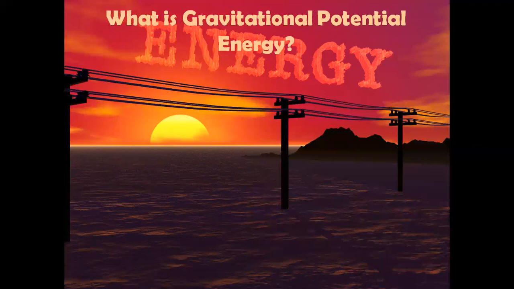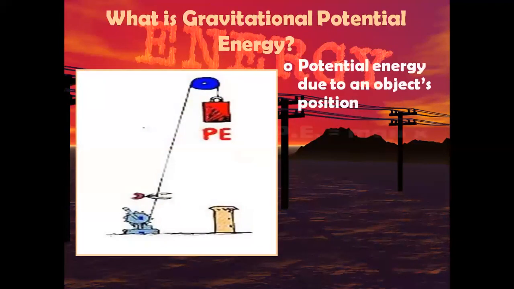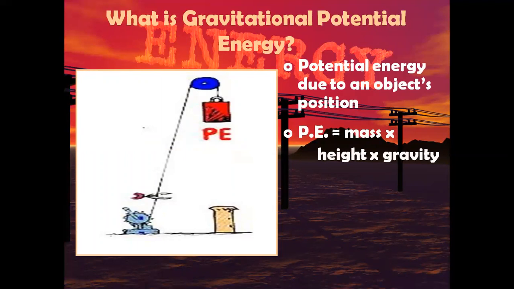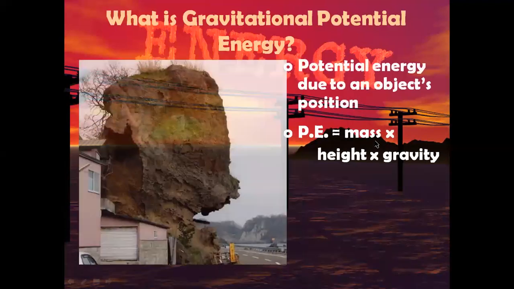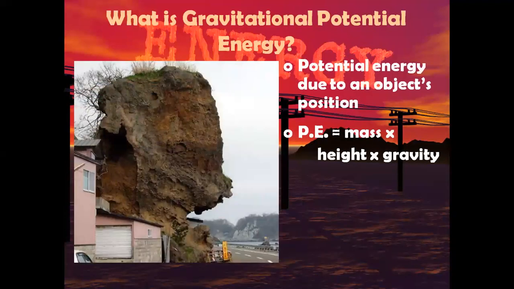Potential energy can be calculated by the formula PE, potential energy, equals mass times height times gravity. In symbolic form, we can write it down as PE = mgh.